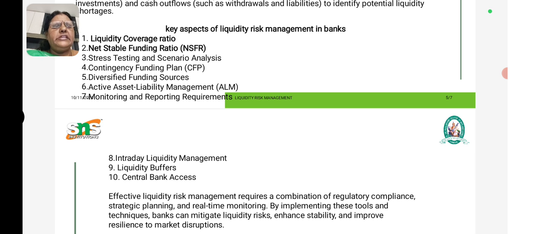By implementing these tools and techniques, banks can mitigate liquidity risk, enhancing stability and improving resilience to market disruptions.